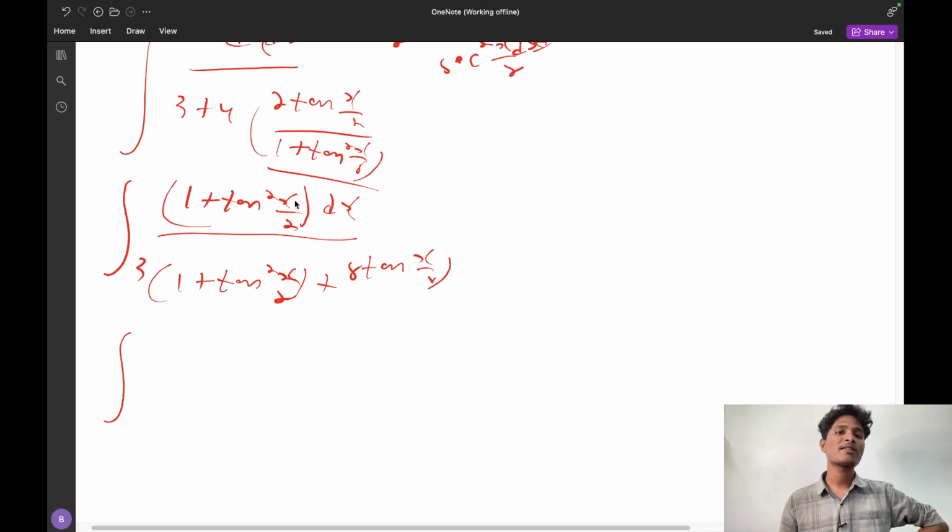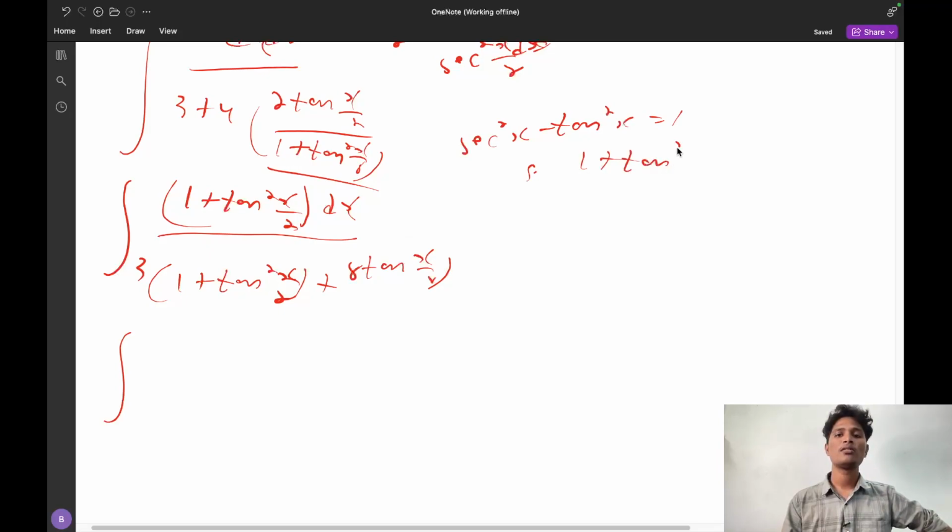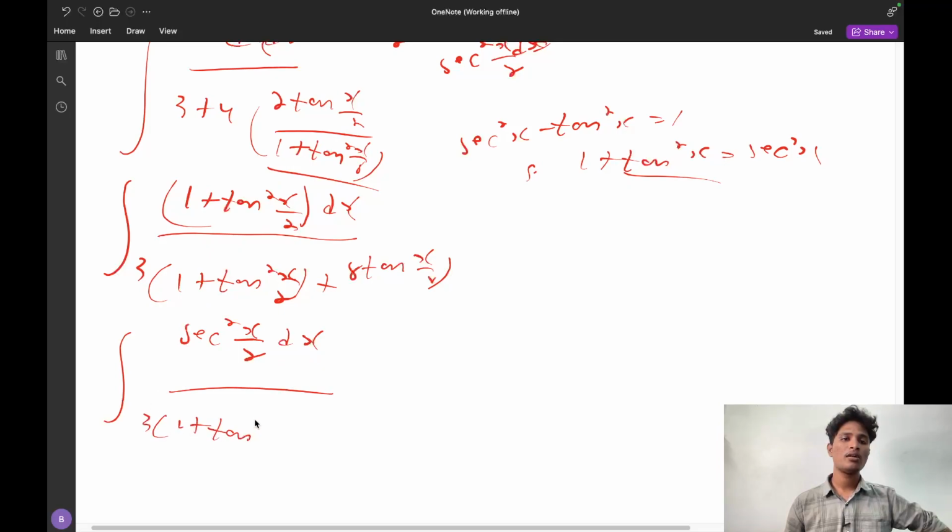1 plus tan square x by 2, we already know the relation, that is secant square x minus tan square x is equal to 1. So what is 1 plus tan square x? 1 plus tan square x is secant square x. So the same relation I am applying here. It will be secant square x by 2 dx divided by 3 into 1 plus tan square x by 2 plus 8 tan x by 2.